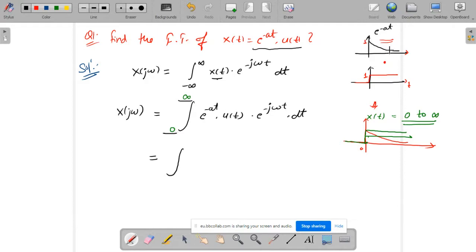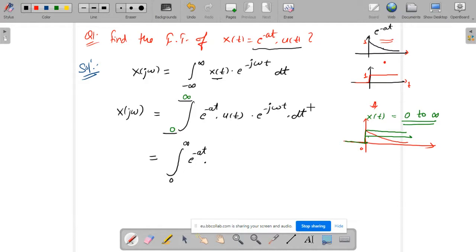The value of this signal is changing continuously. So for such a type of signal, we write the equation. The equation of this signal is e to the power minus at. So I write e to the power minus at here, and this is from 0 to infinity.